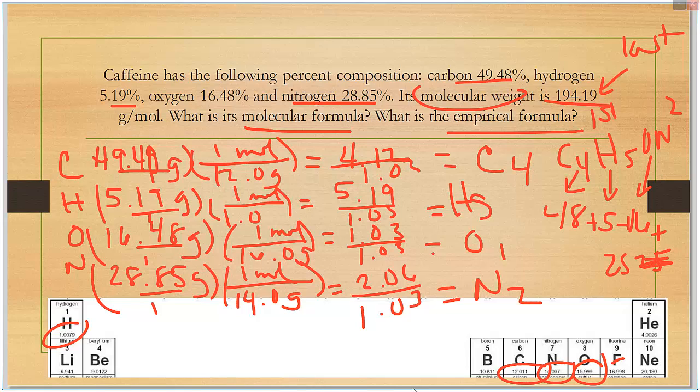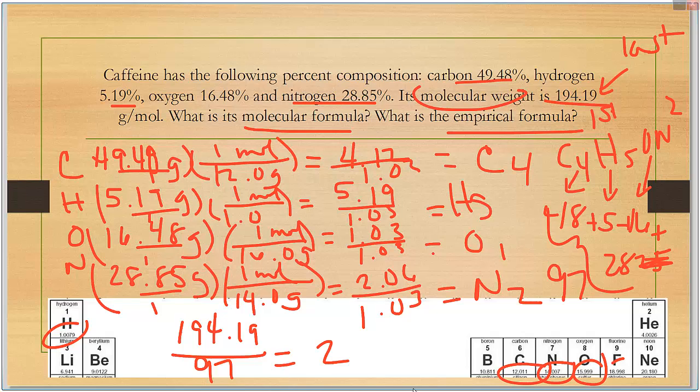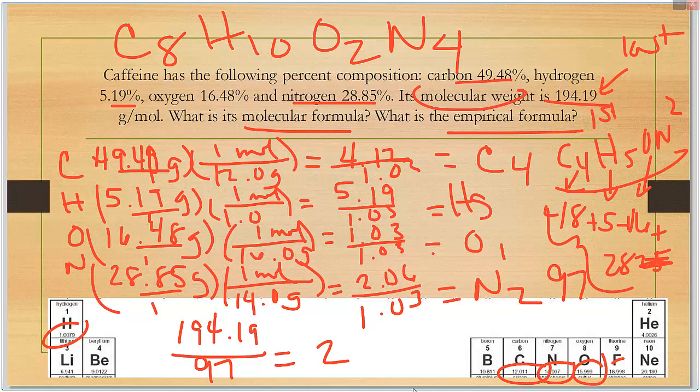So the mass of the empirical formula is 97 when you add that all up. So it's 194.19 divided by 97. That comes out to be 2. So that means I'm going to multiply all these subscripts here by 2. So it's going to come out to be C8H10O2 and N4.